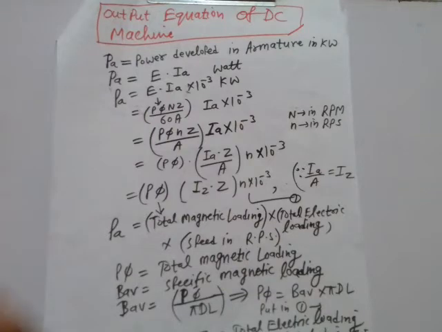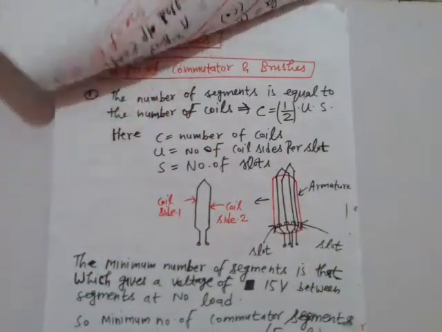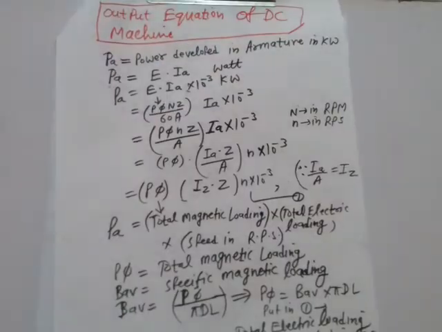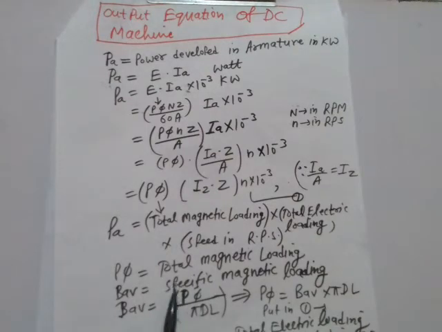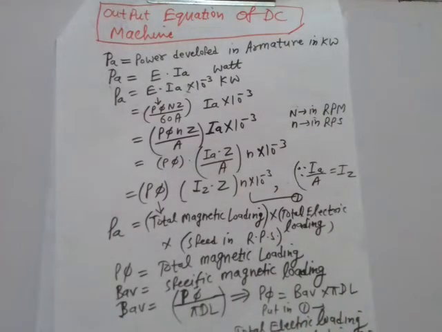Now B average is called the specific magnetic loading. When I say specific, that means it is a ratio of two things. B average, the specific magnetic loading, is the total magnetic loading P phi divided by pi dl. So P phi can be written as B average into pi dl. Now put this value into equation number 1. Let us say this is equation number 1.